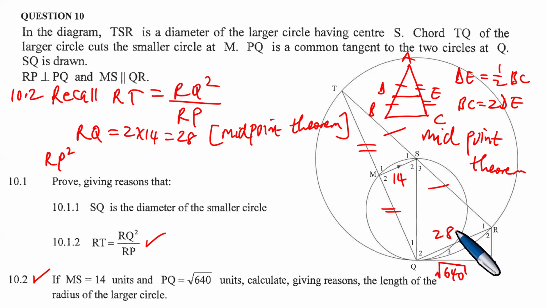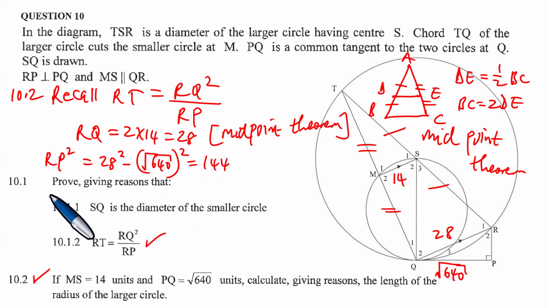So we square the hypotenuse and subtract the other side. We have 28 squared minus the square root of 640 squared, and therefore the result, if you subtract everything, is 144. So RP is the square root of 144, which is equal to 12 units.